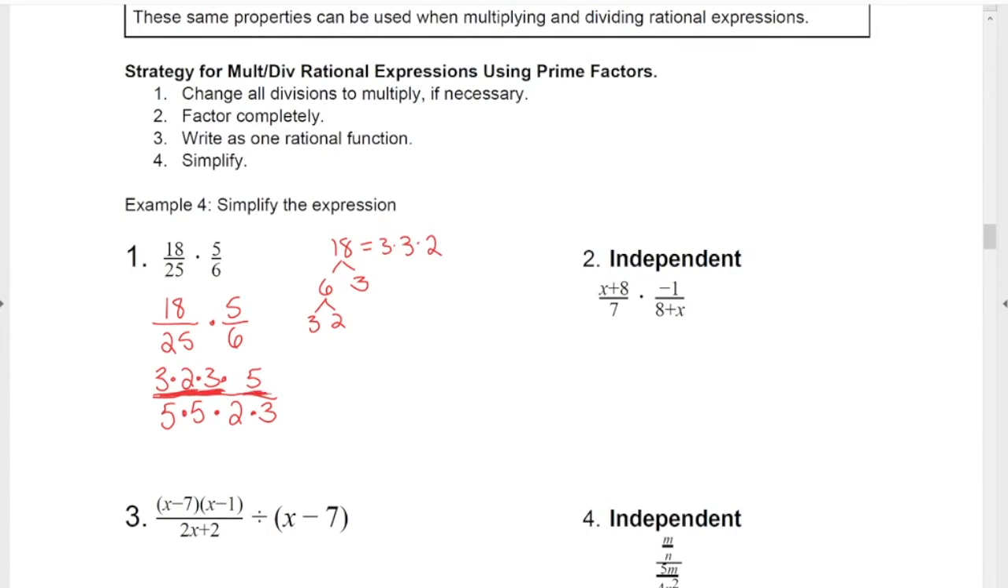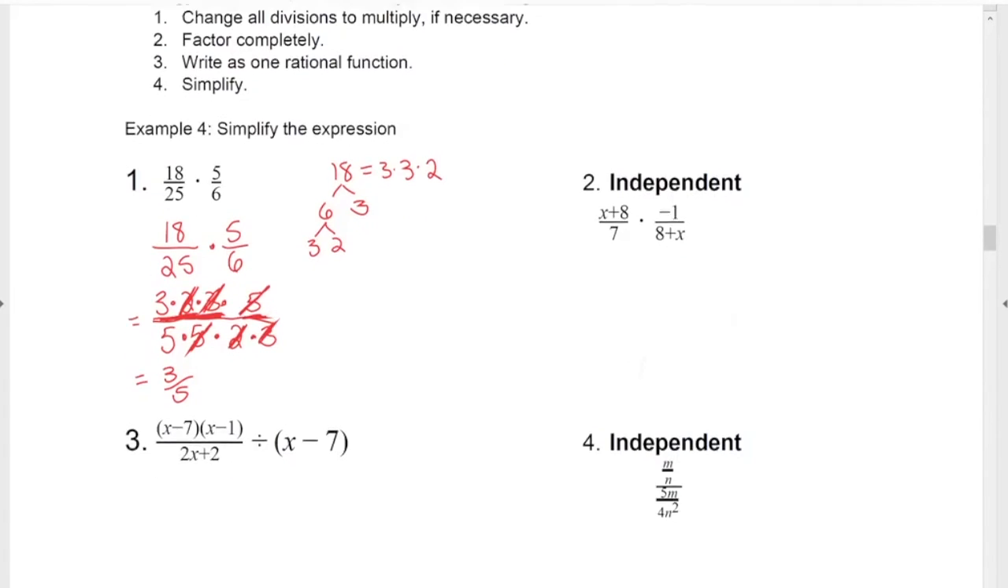So what I can do now is cross things off that are the same in the numerator and the denominator. I've got a 5 from the top. I've got some 3's I can get rid of. I've got a 2, I've got another 2. So my final answer is 3/5. Okay. This one I want you to try. Number 2 shouldn't be too bad.